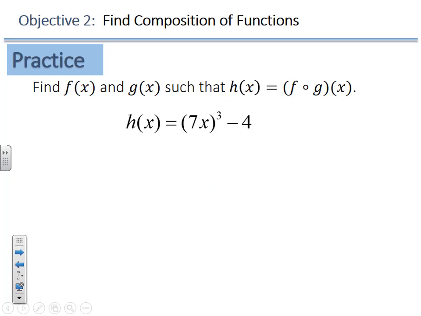Okay, you do this one for practice. Pause the video, go ahead and find out what f and g are so that they compose to give h of x, and then we're going to wrap up this lesson.